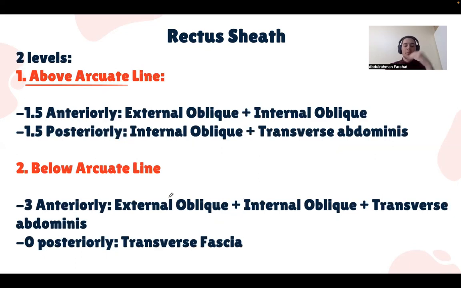Now, below the arcuate line, you'd have 3 anteriorly. So all 3 muscles would go anteriorly: the external oblique, the internal oblique, and transverse abdominis, and nothing posteriorly. So 0 muscles posteriorly. I wrote transverse fascia, but that's always posteriorly anyway. Okay, I hope this is clear.